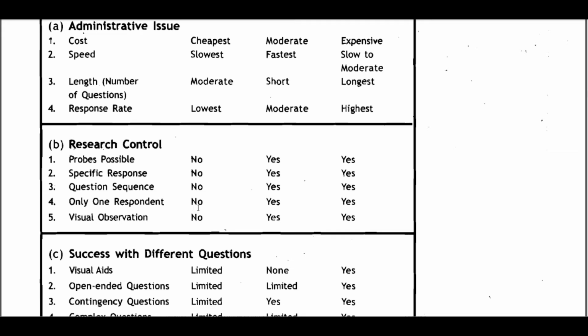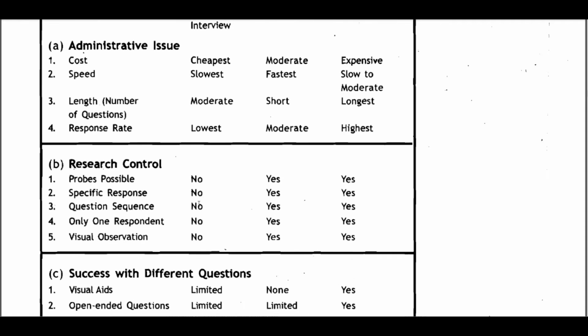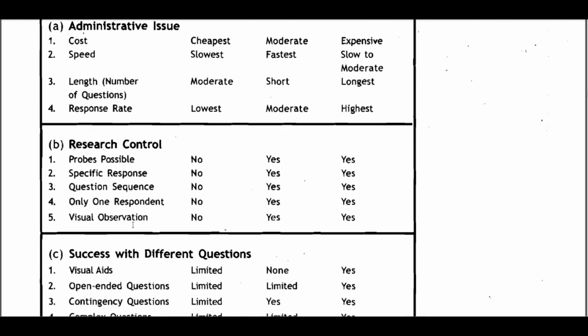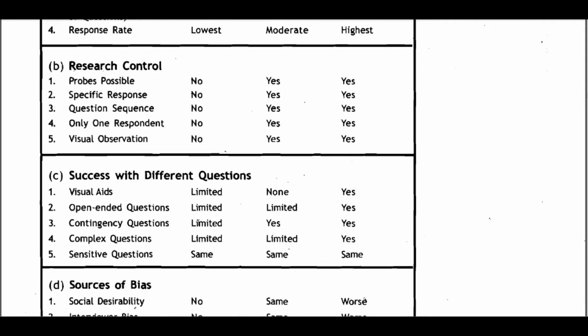Only one respondent: in face to face and telephonic we can do only one respondent, but in the administered questionnaire we can do many people. Visual observation is possible in the two interviews, but in the administered questionnaire it is not possible.